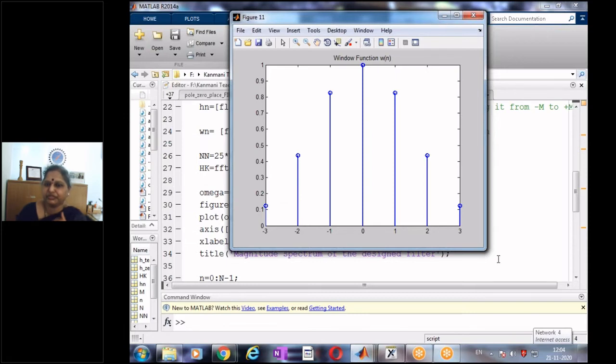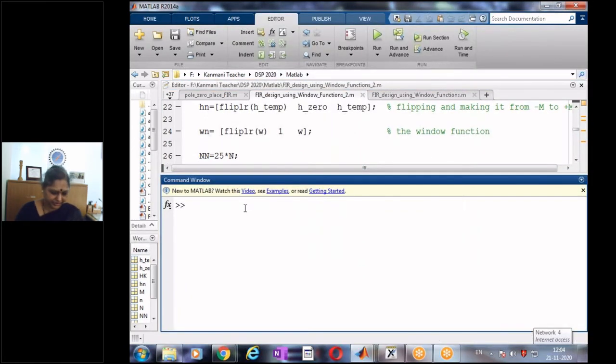So this is my window function. As I told you, this is the Hamming window function, which is symmetric, has a maximum value of 1 at 0, and tapers down as we increase m. After multiplying, what is my designed impulse response? If I want to see the values, as we saw, it's 0.009, 0.069, 0.18, 0.25. It's symmetric. This is my designed filter.